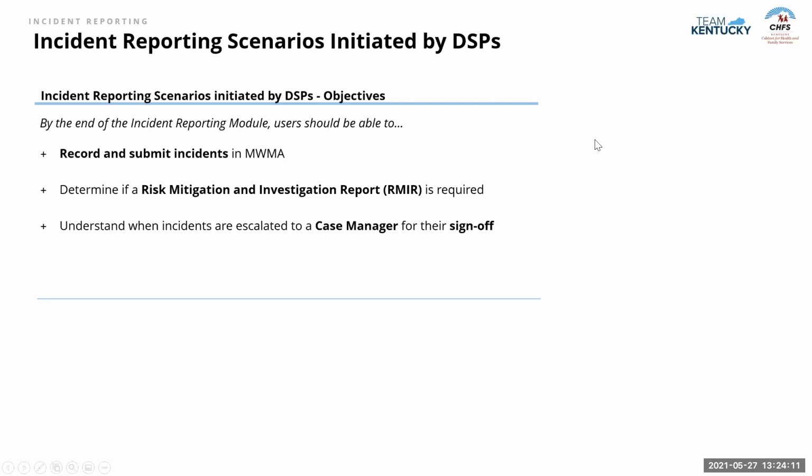So before we jump into that, let's look at a few objectives for these scenarios. By the end of this module, we'd like for you to feel comfortable recording and submitting incidents within MWMA. We also want you to be able to determine when a risk mitigation and investigation report is required for an incident. And finally, you need to understand when incidents should be escalated to a case manager for their sign-off. So as we work through these three scenarios, just try to keep these main objectives in mind.